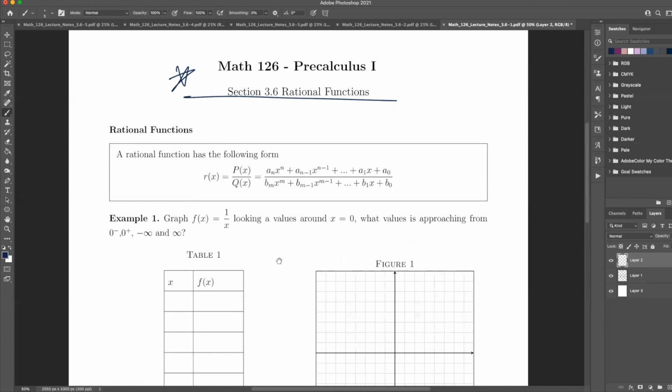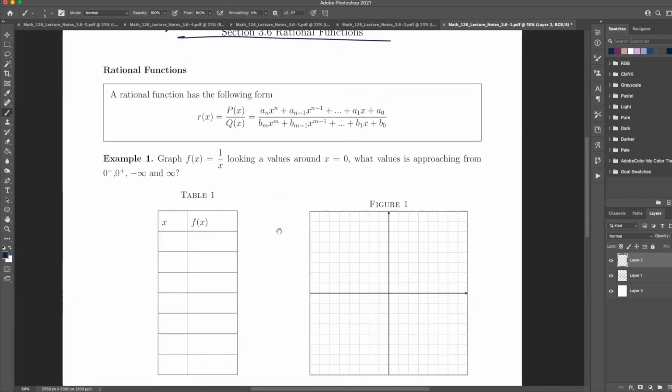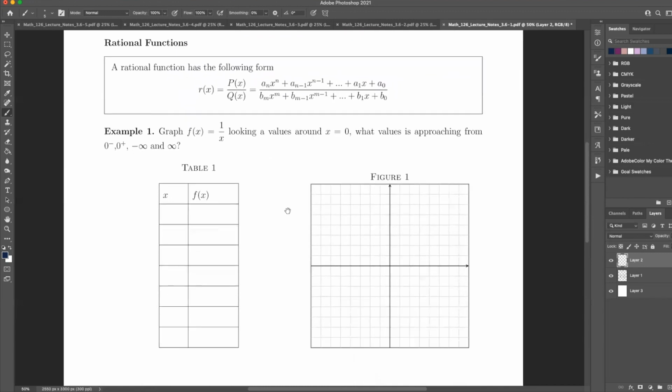So we're going to graph this, which we know how to graph. We already know what the graph looks like. We're going to be looking particularly at values around 0. And what are the values when it's approaching 0 from the left and 0 from the right? And so this means coming in from the left side. This means coming in from the right side. This means going out as far as we can left and as far as we can right.